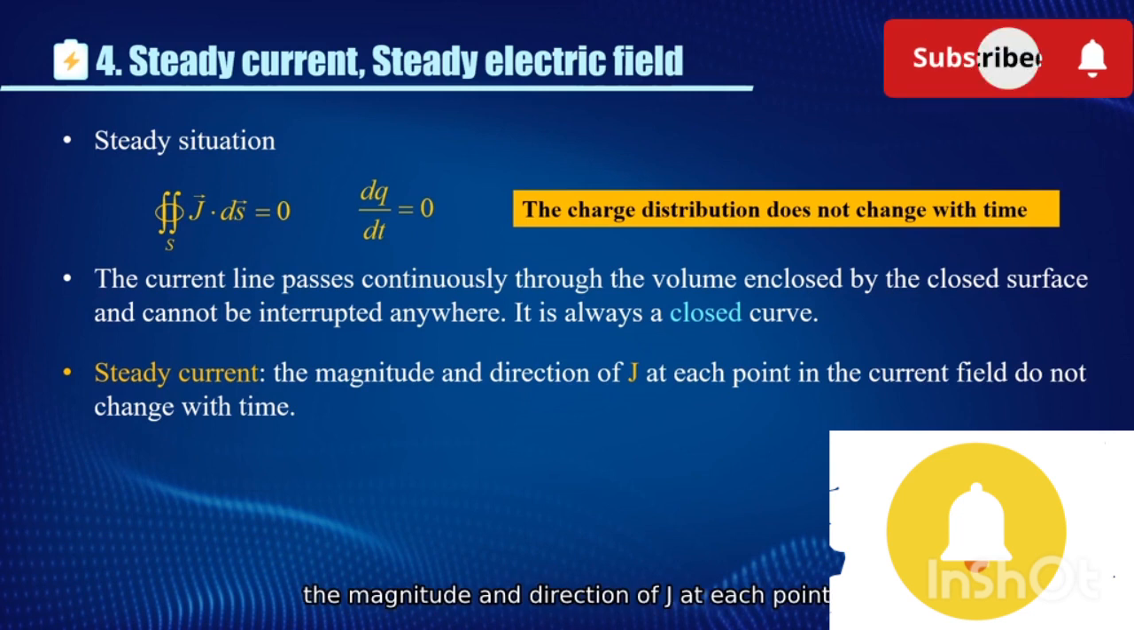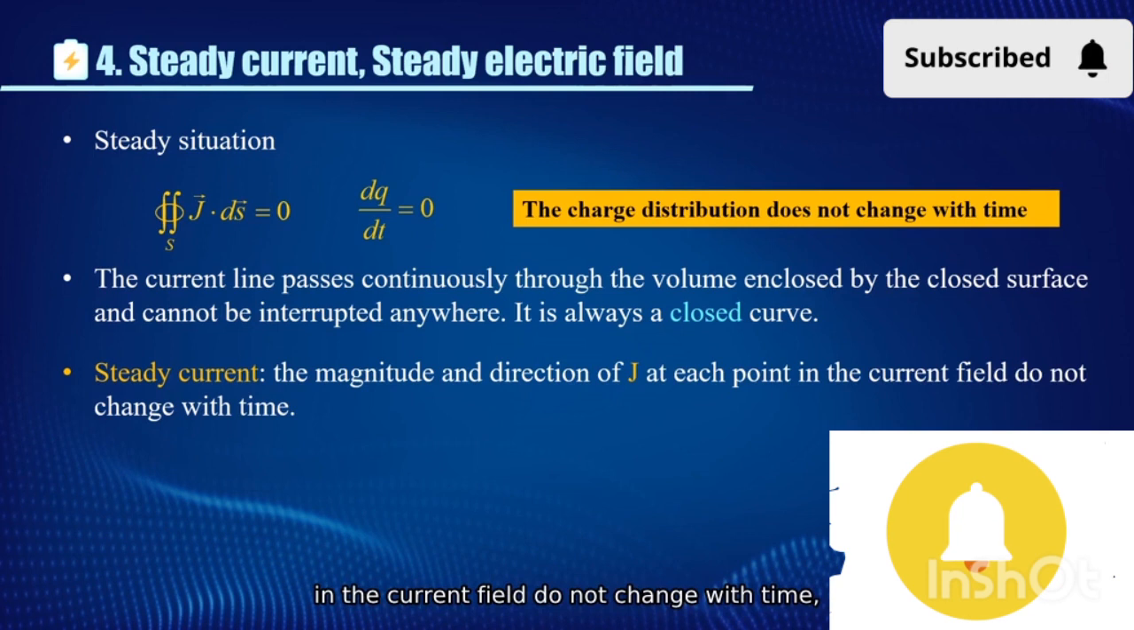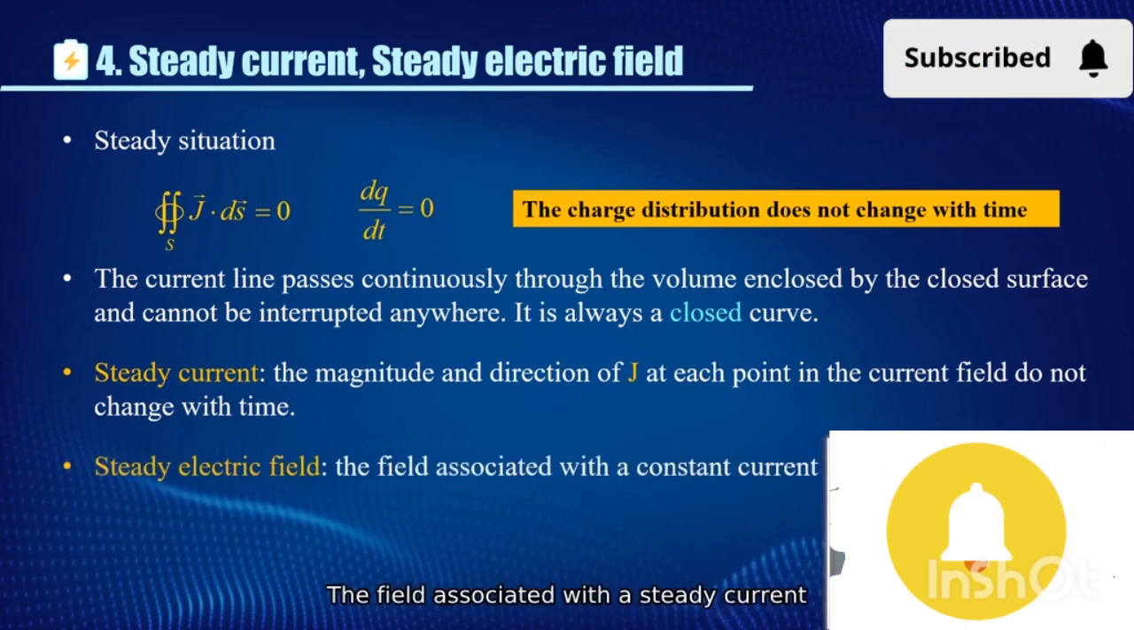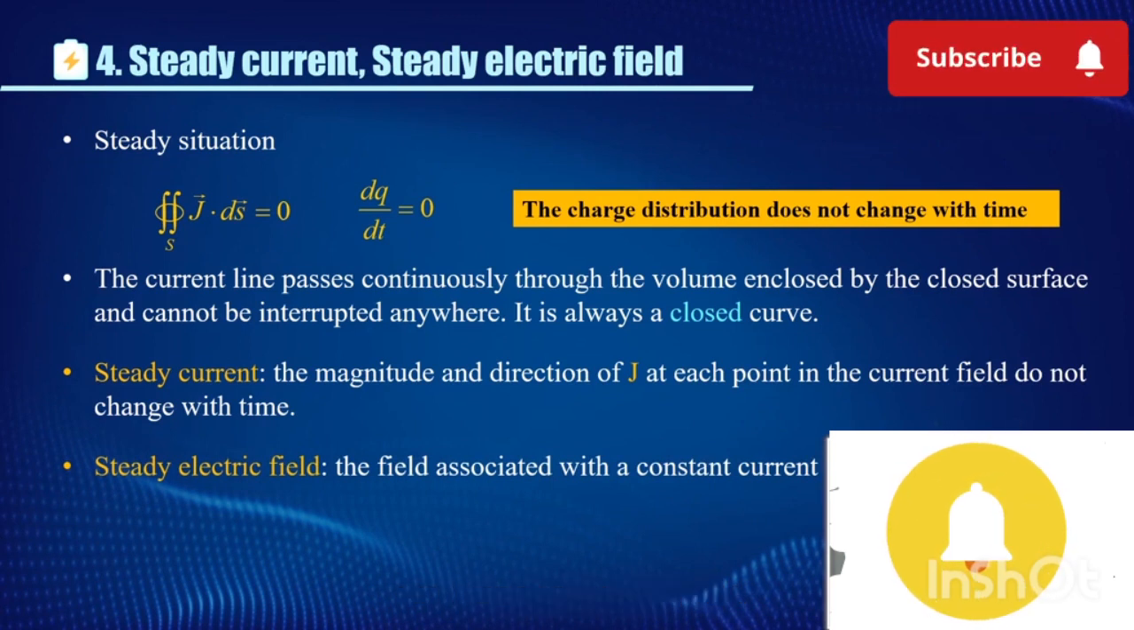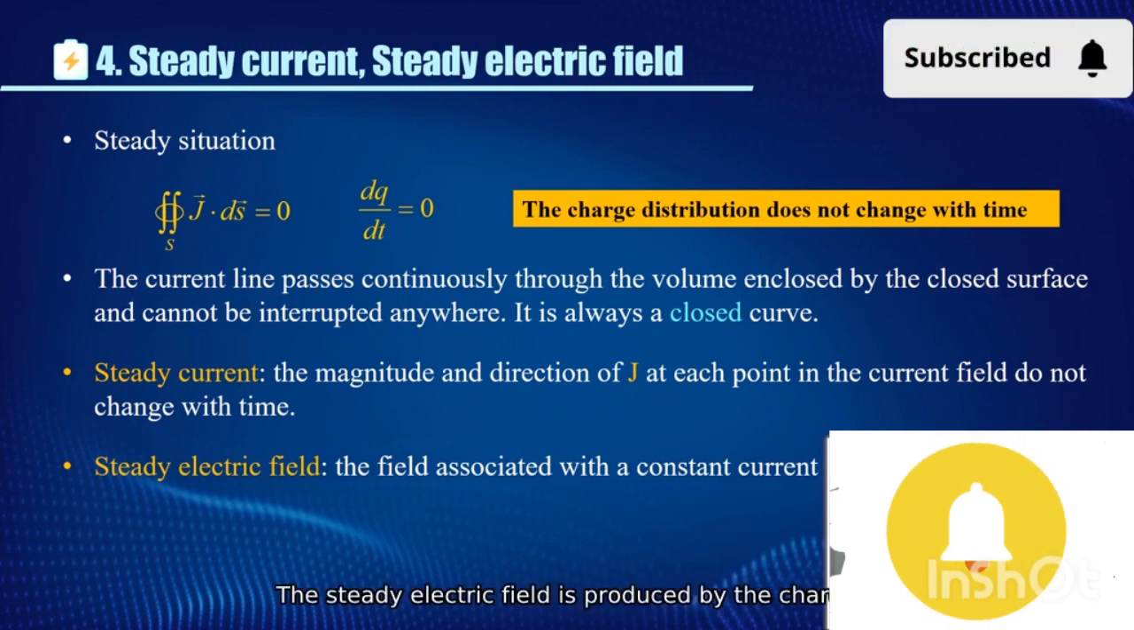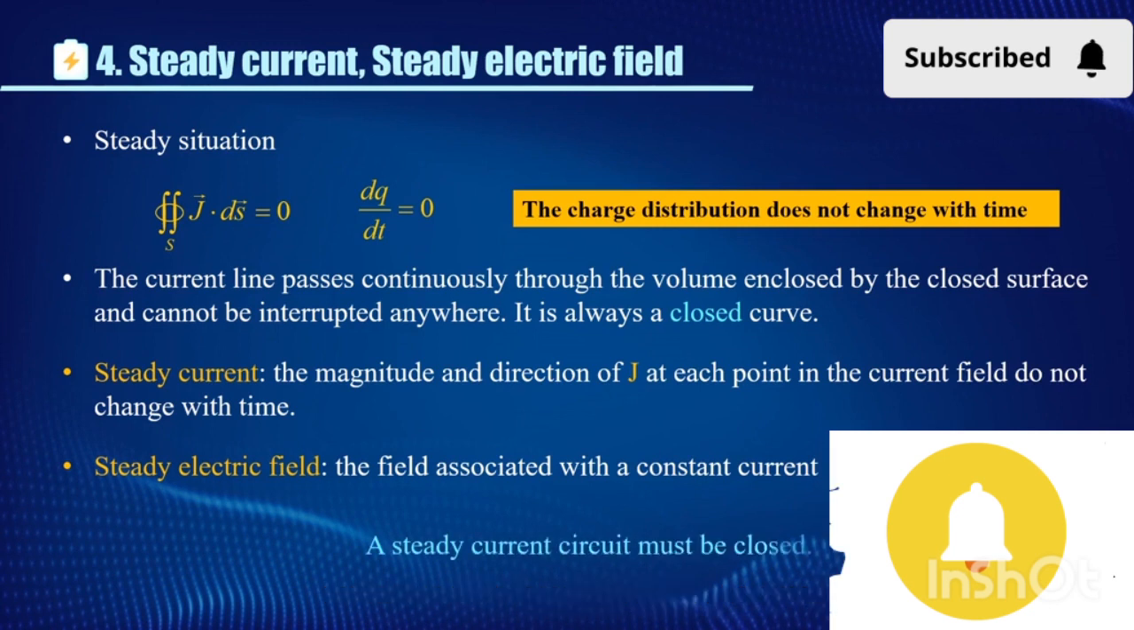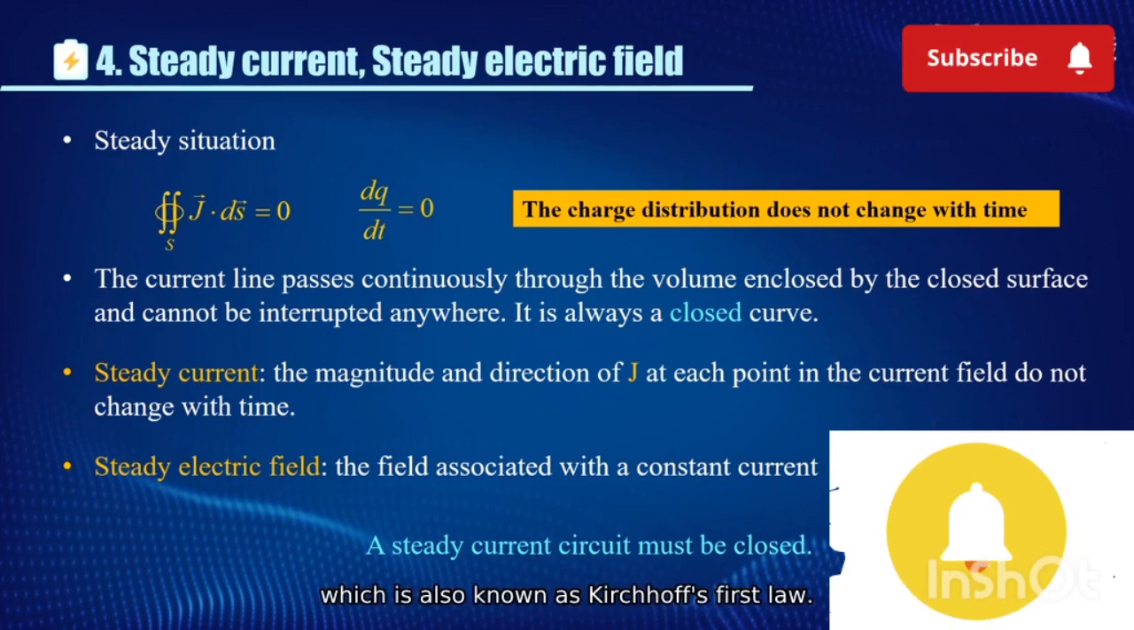In this case, the magnitude and the direction of J at each point in the current field do not change with time, which is called steady current. The field associated with a steady current is called a steady electric field. For a steady circuit, there's an electric field in the conductor. The steady electric field is produced by the charge distribution that does not change with time. And a steady current circuit must be closed, which is also known as Kirchhoff's first law.